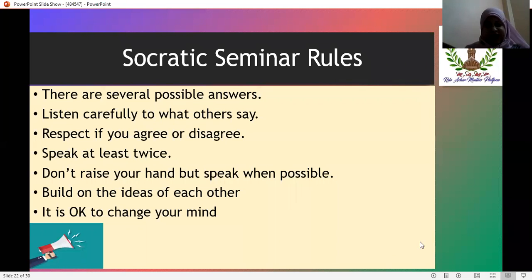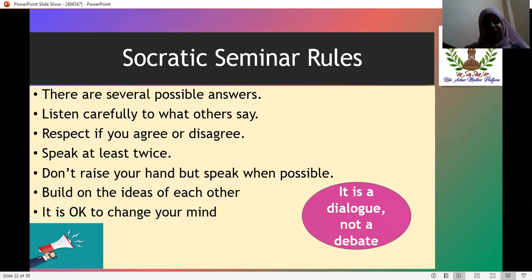And for the last point, it's important because it's a dialogue, not a debate. So we don't oppose each other to tell what's right in the end. What's most important is to get more ideas, to speak, generate ideas, enrich discussion, not to debate. So change your mind and tell me why.